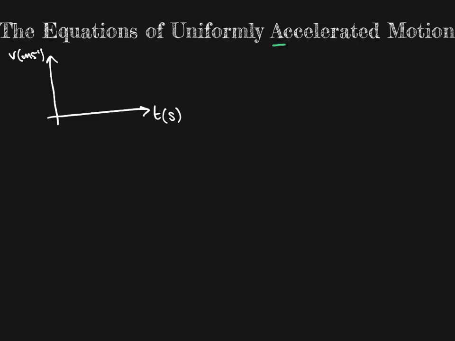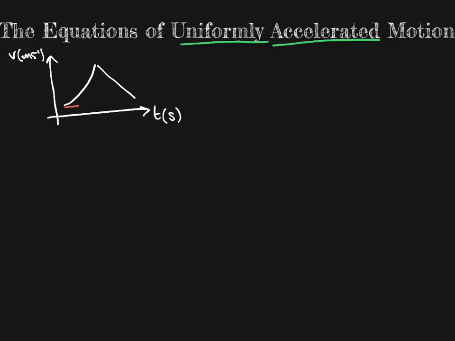Acceleration is the change in velocity over a period of time. Uniform acceleration means that in every period of time, the velocity changes by the same amount. On a VT graph, we can see this with a straight line.